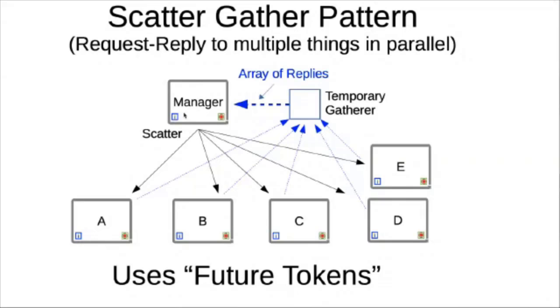So it doesn't want to handle all the messages coming in at different rates. So if I scatter a message to all these actors, the replies will come back at different times. And the manager can use future tokens and something called a temporary gatherer, which waits for all the future tokens to be filled and then sends an array of replies to the manager.